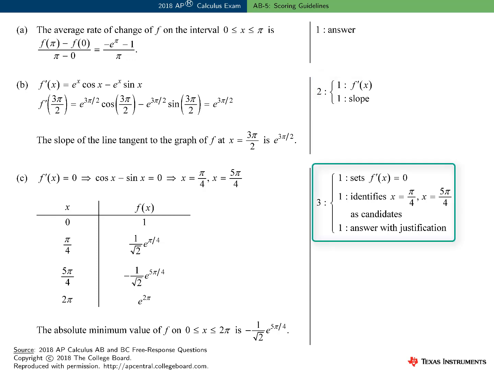Part C was worth 3 points. The first point was a conceptual point, for knowing and writing f prime of x is equal to 0. The second point was for identifying the two critical values, in this case two values where f prime of x is equal to 0, as candidates for x coordinates where the absolute minimum value occurs. And the third point was for finding the absolute minimum value and for providing sufficient justification for the answer.